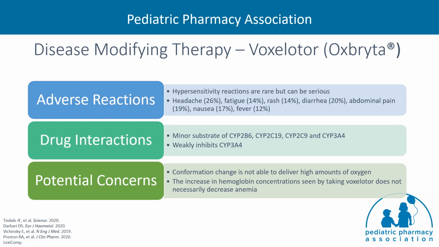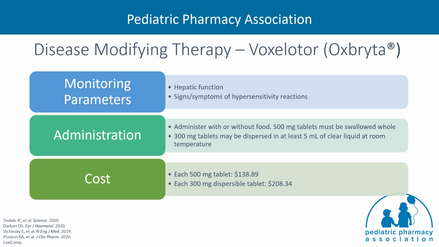And really what that is, is that the conformation change is not able to deliver high amounts of oxygen. So it's stabilizing the hemoglobin in that conformation that binds the oxygen, but then is the oxygen able to leave the hemoglobin to go to the cells that need it? Additionally, there's some concern that the increase in hemoglobin concentration seen by taking voxelotor does not necessarily decrease anemia for these patients, though certainly there has been some benefit seen, or else it would not have been approved.